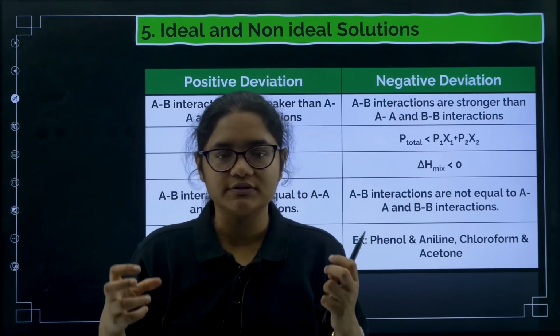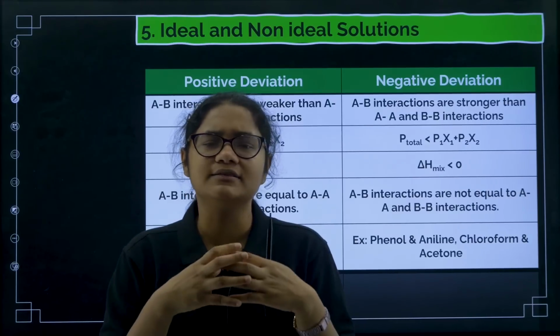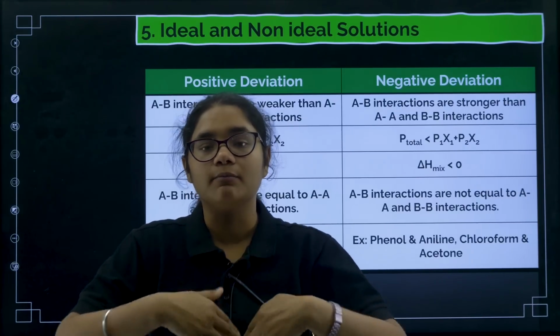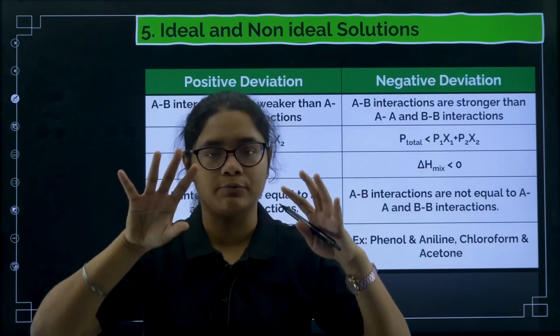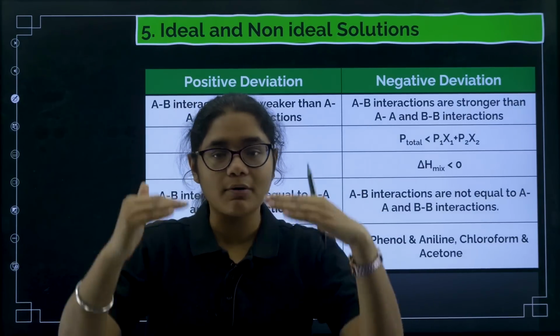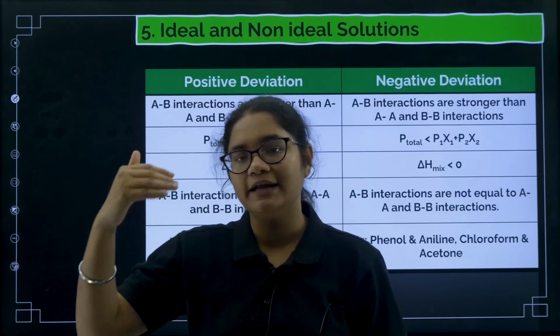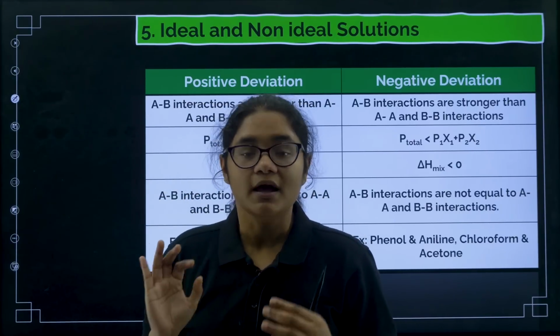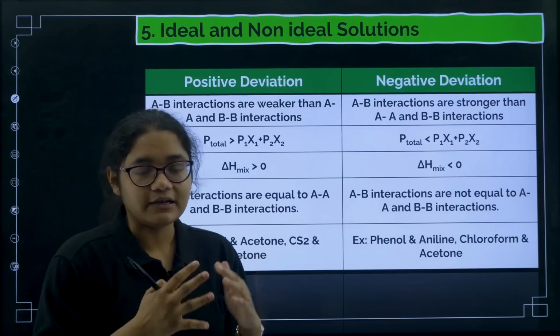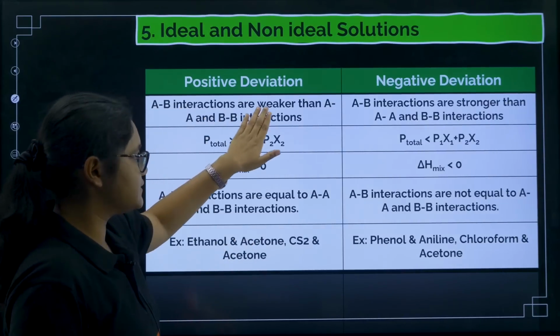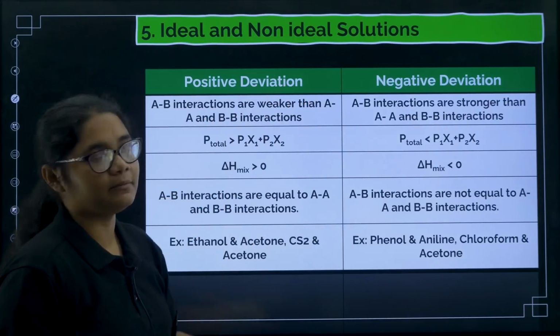That is because of the interactions between A and B. Suppose the interactions between A and B are very weak, then what will happen? More amount of A and B will evaporate, so more pressure will be created, right? That is why it exceeds the calculated value. When I say AB interactions are weaker, it means AB interactions are weaker than AA and BB interactions.